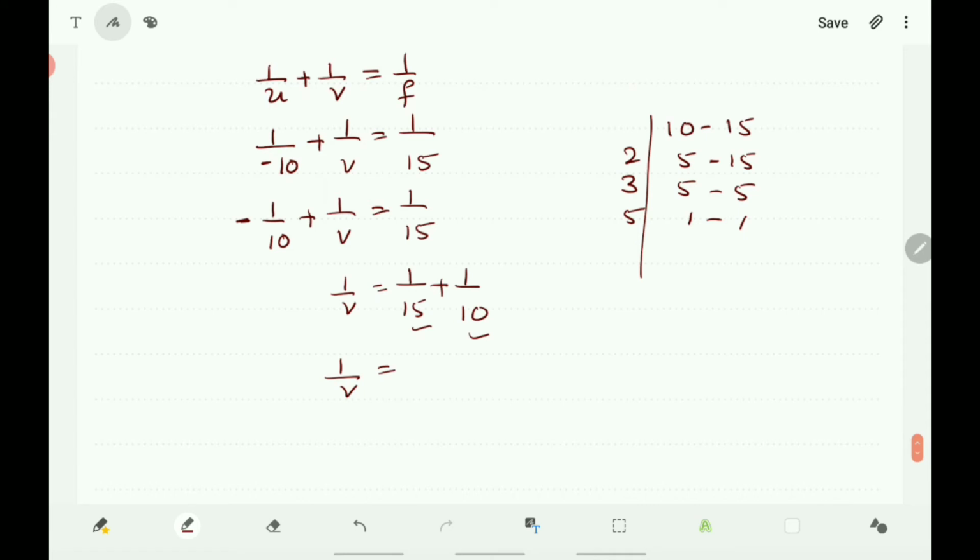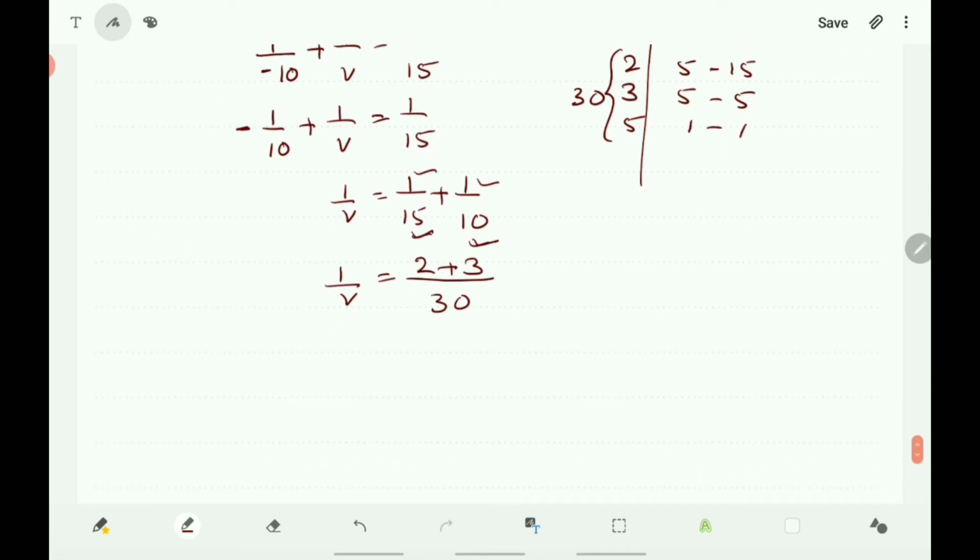So the product of these 3, that is 2 3s are 6, 6 5s are 30. The LCM is 30. You write here as a denominator 30. So you know that 15 2s are 30, so 1 2s are 2. Plus 10 3s are 30, 1 3s are 3. Then it becomes 1 by V is equal to 5 by 30.